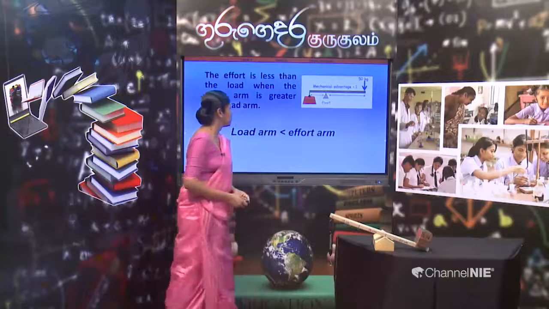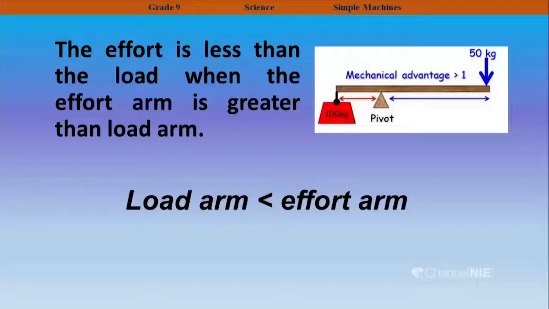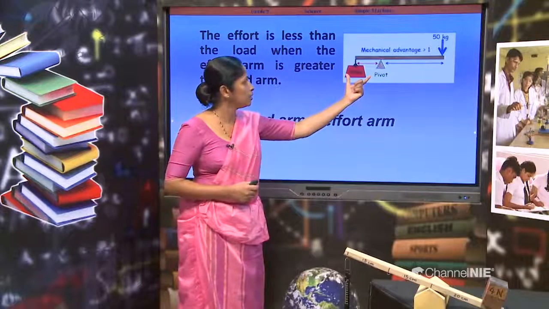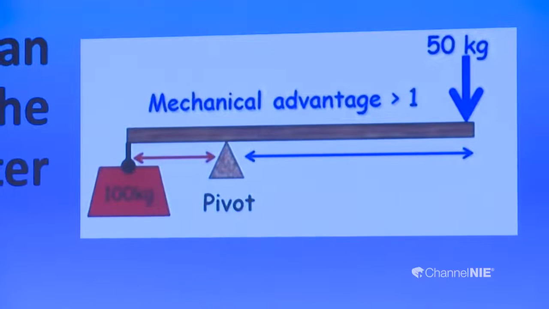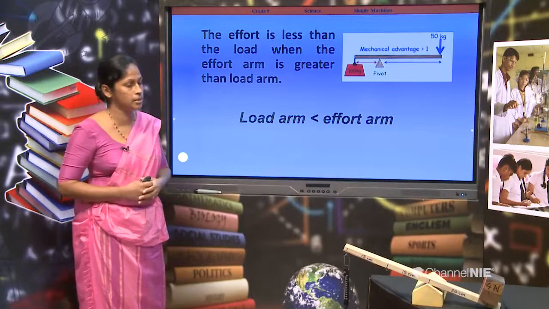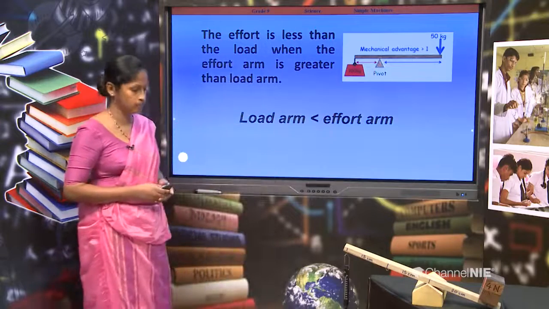Look at this. Here is another activity similar to our one. This distance is the load arm and this distance is the effort arm. Here the load arm is lesser than the effort arm. Load arm less than the effort arm, and in this case mechanical advantage is greater than 1.